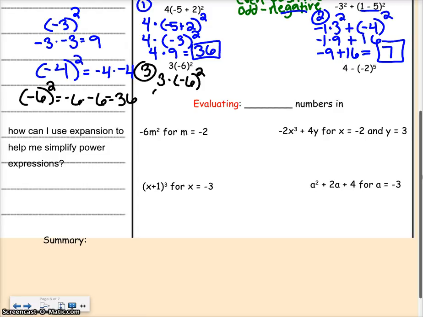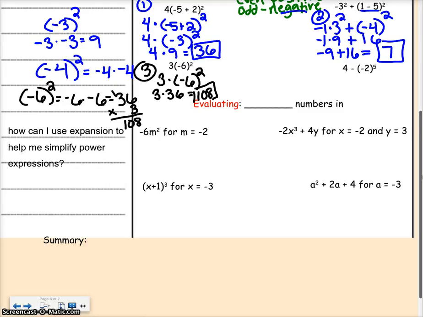So this turns into 3 times 36, which equals, I'm going to do some math on the side here, 36 times 3. 3 times 6 is 18, carry the 1. 3 times 3 is 9, plus 1, 10. So my final answer is 108.